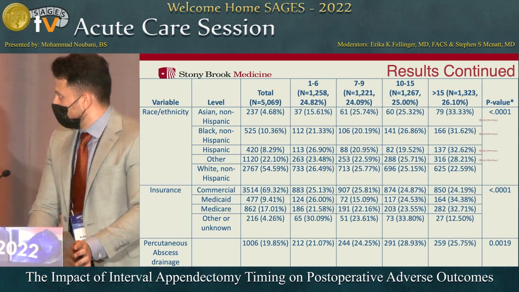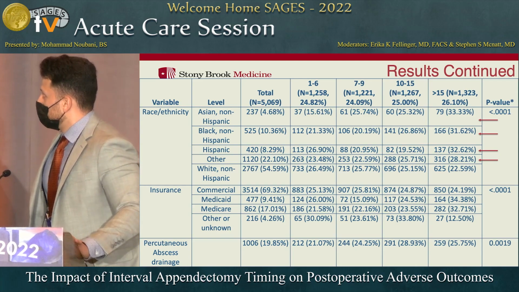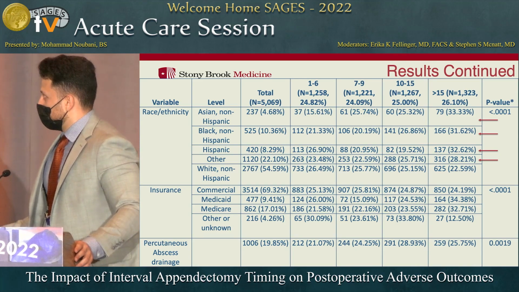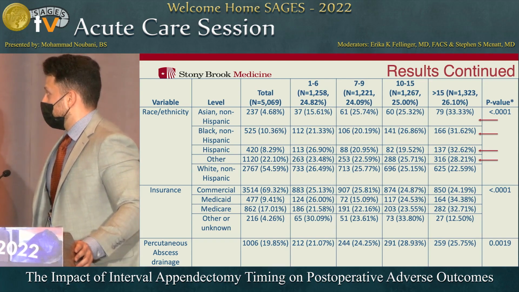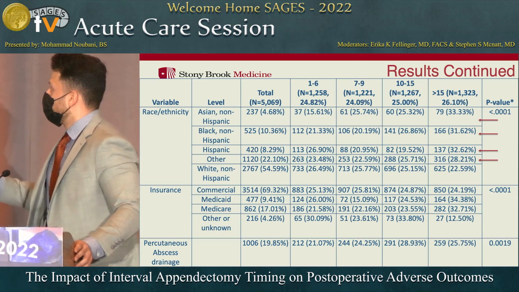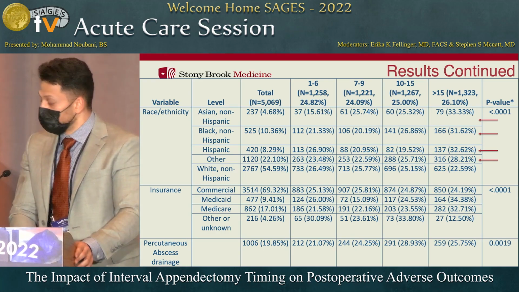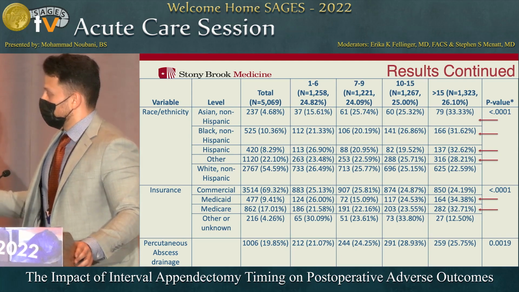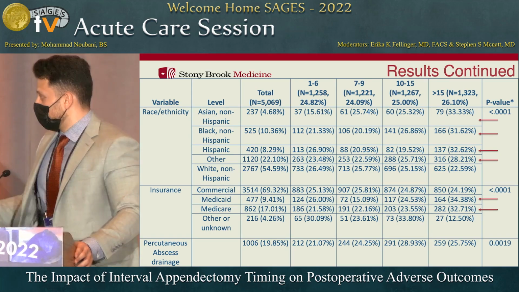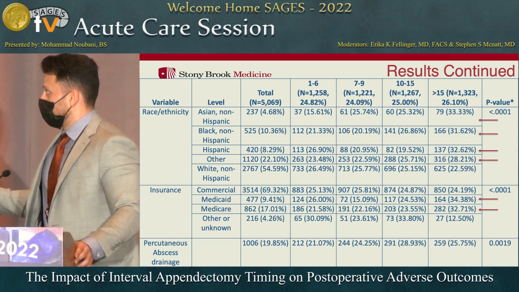This is a busy slide, but based on the univariate analysis, patients from ethnic minorities, whether they're Asian non-Hispanic, Black non-Hispanic, Hispanic, or others, had their interval appendectomy at later time intervals, particularly after 15 weeks. We also found similar findings in the patients who had either Medicaid or Medicare. We also found that patients with percutaneous abscess drainage had their interval appendectomy at later time intervals.